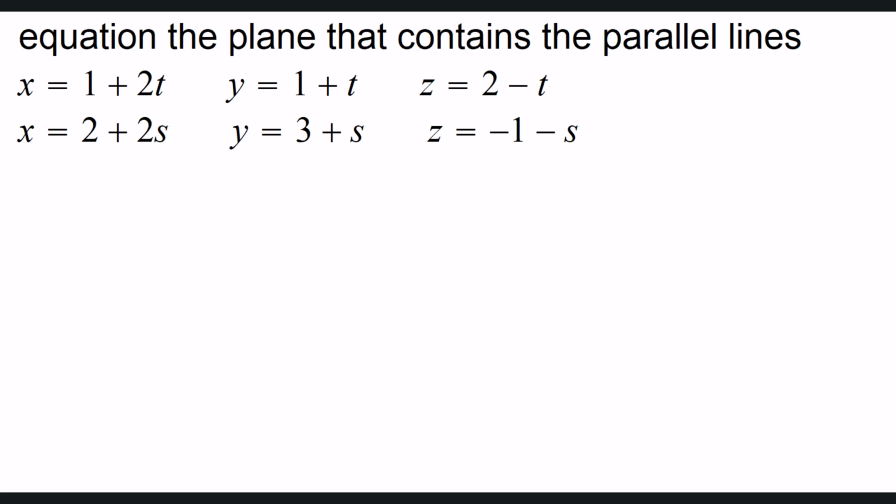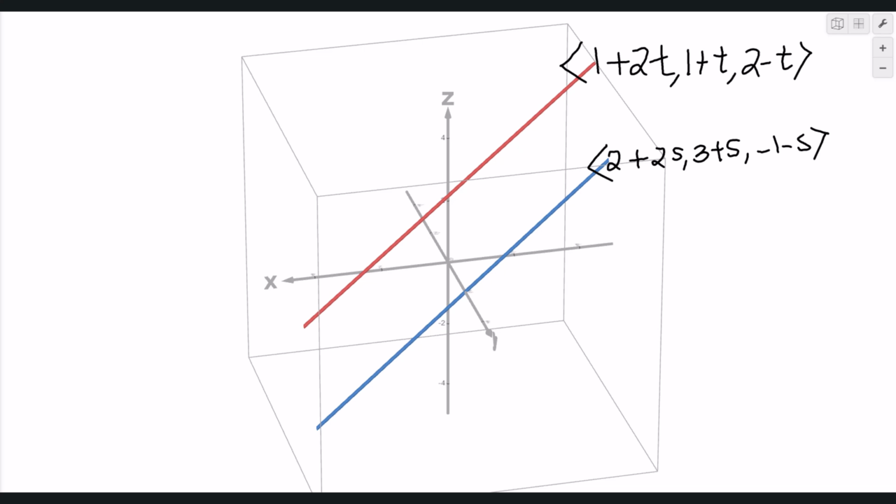We would like the equation of the plane that contains these parallel lines. If we put the value of the parameter t here equal to 0, we see that the line passes through the point (1, 1, 2), and with the same reasoning, the blue line passes through the point (2, 3, -1). And the coefficients of the parameters show that both of these lines are parallel to (2, 1, -1), the vector with those components.